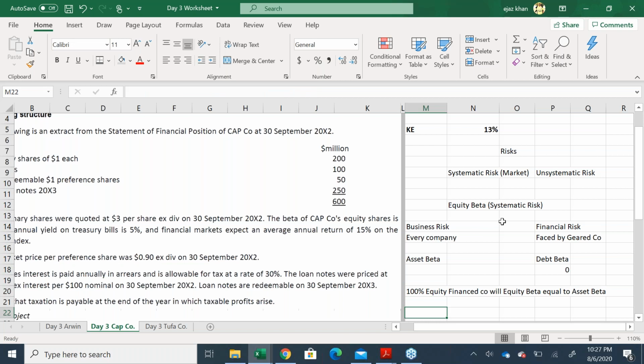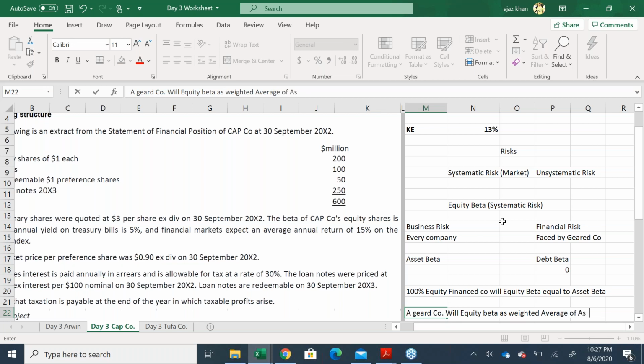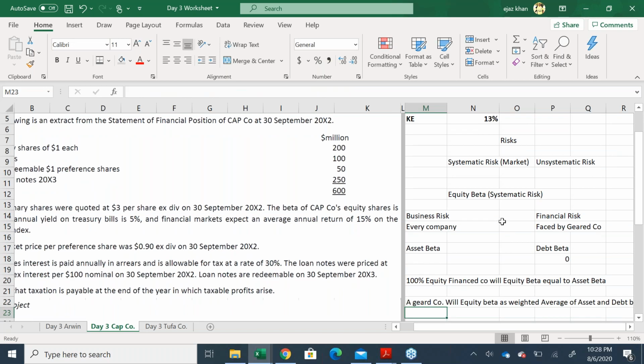whereas a geared company, note this down, okay, a geared company will have equity beta as the weighted average of asset and debt betas. Right? So this is a brief introduction of systematic, unsystematic risk, asset beta and equity beta. So I'll be jumping to the question.